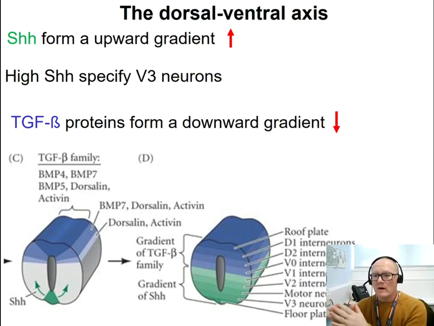So we already saw a few times that a gradient of expression, an anterior-posterior gradient of expression, allows the cells to understand their position along the anterior-posterior axis, so they can do different things. And now we have another gradient in the neural tube that does the same job. Basically, a gradient of expression, a gradient of proteins, works like, if you want, GPS. Depending on the concentration of different proteins, the cell will be doing different things.